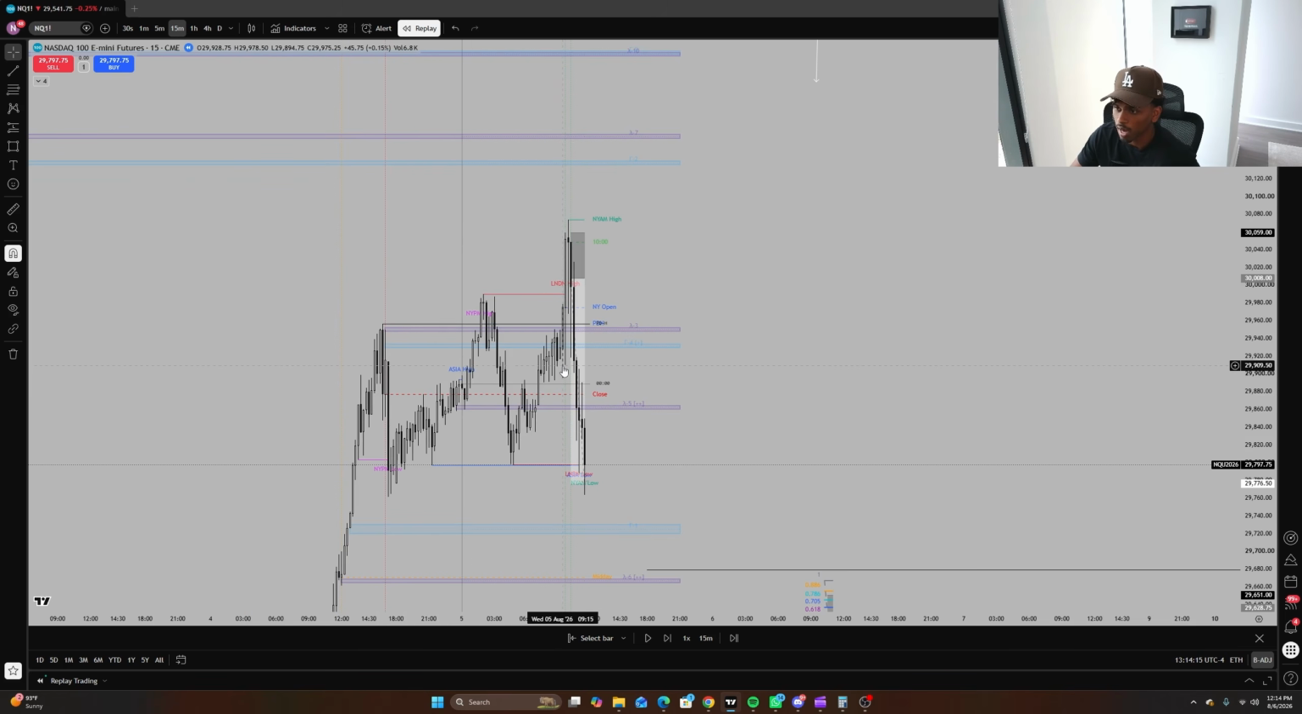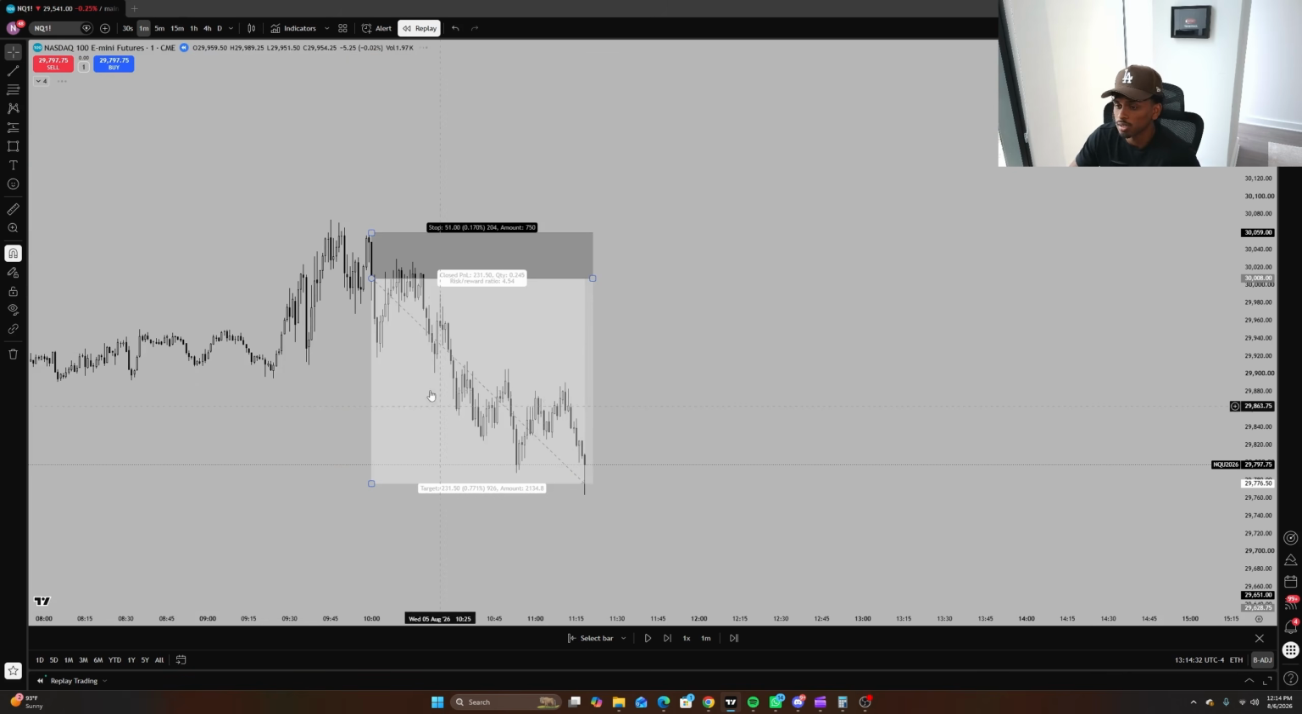9:30 opens up. We have a nice manipulation past significant highs. What are the significant highs? We have London high over here, right? What is the key level that we tapped into? Higher time frame. That is a key level that we look at. Now, when do we go ahead and take our trade?